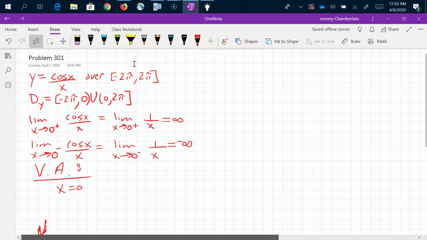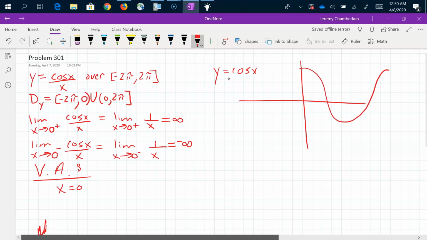Now, let's see here. On the right-hand side, I think I want to just look at the cosine function. We're going to keep things basic here. So y equals cosine x, and it looks like that to 2 pi. Again, this is a rough sketch, and it looks like that to minus 2 pi.